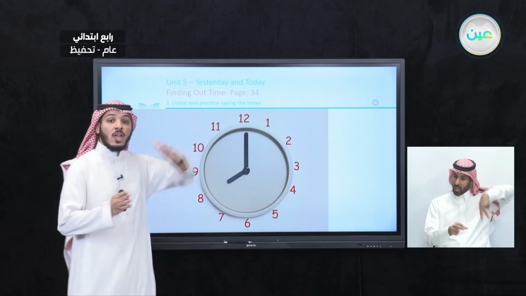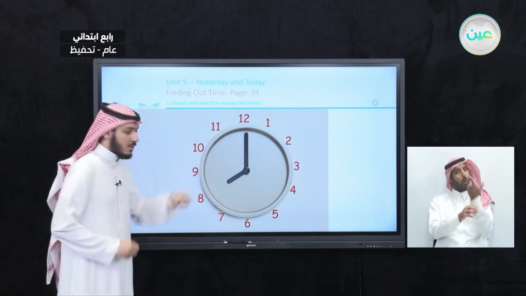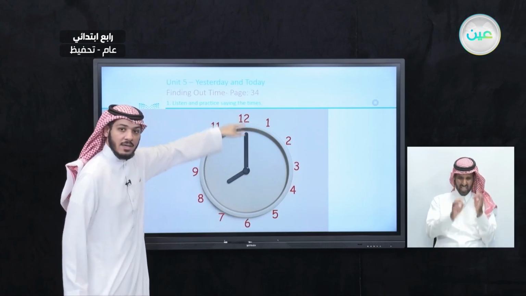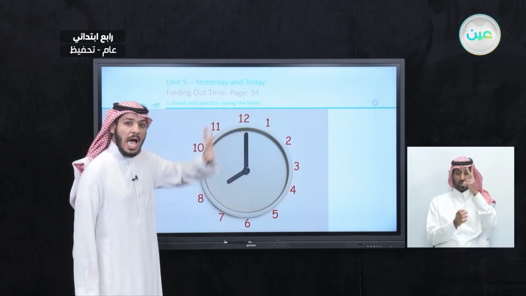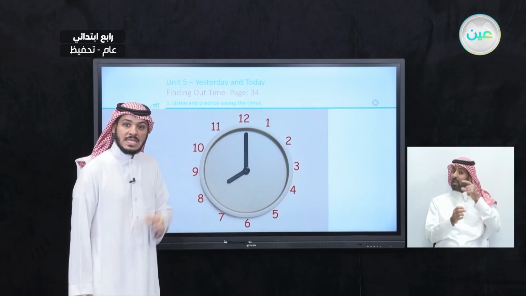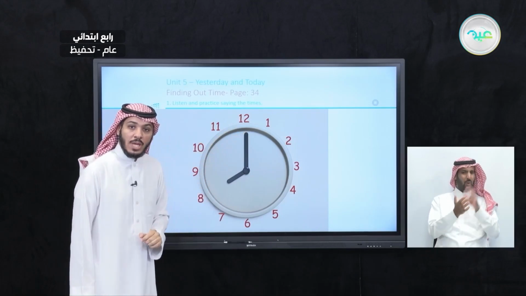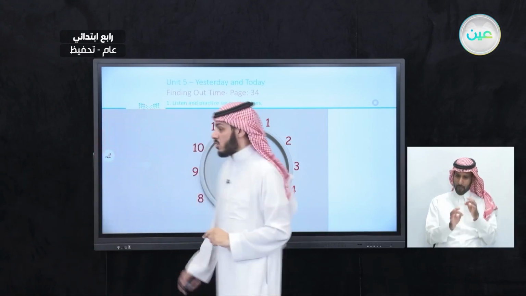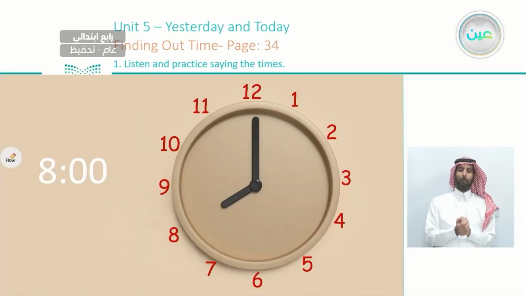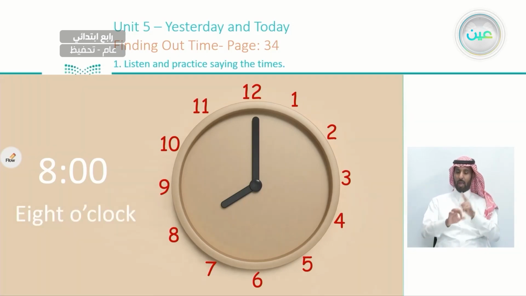What about the long hand here? This is the long one. Okay, so it's on 12. How many minutes on 12? 0. So we have 8:0. So what do we call it? So we have 8:0. We call it what? 8 o'clock. Excellent. So we have 8 o'clock.